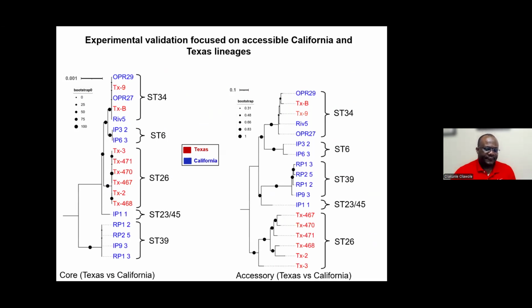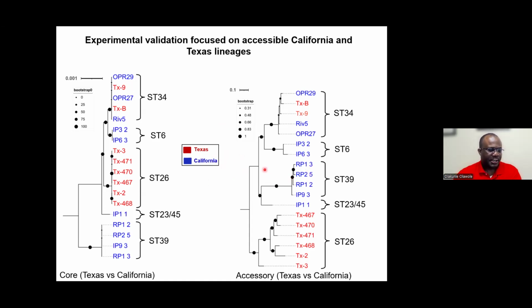Because functional validation often requires access to live isolates, we decided to focus subsequent analysis on the California and the Texas lineages that are available in our collection, because the goal is to be able to support the drivers of some of these differences that we've seen so far. And so if you look at this here, these were all of the Texas and the California strains.